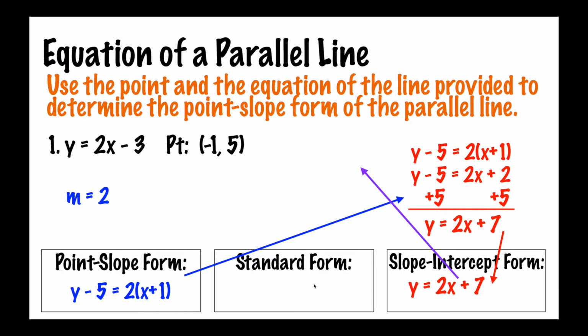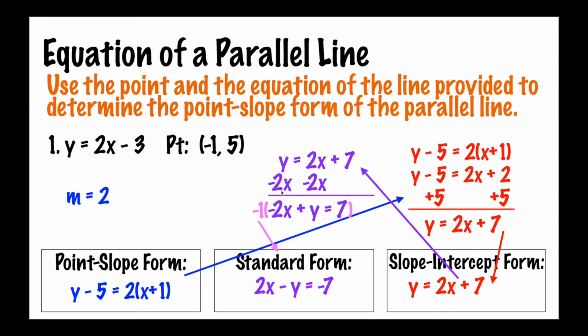So I take that problem that we just had, y equals 2x plus 7. I'll start by subtracting 2x, which gives me negative 2x plus y equals 7. Again, that's not in standard form because my a value here, the lead coefficient, should be positive. So I'm going to multiply that through by a negative 1, which then gives me 2x minus y equals negative 7. And those three equations are all of the same line.